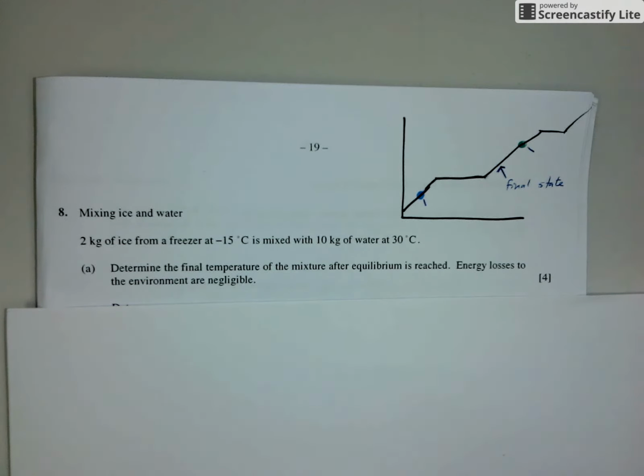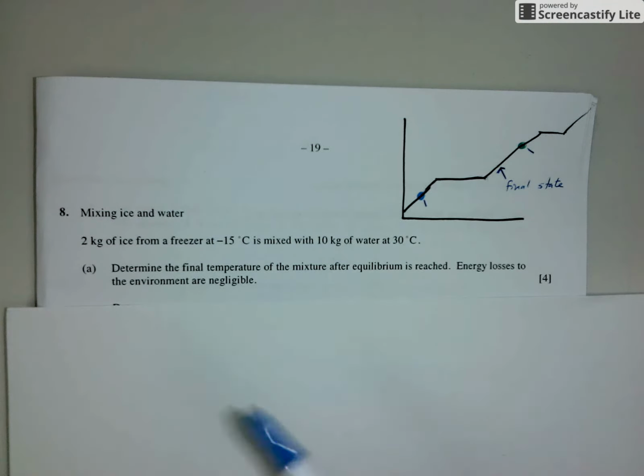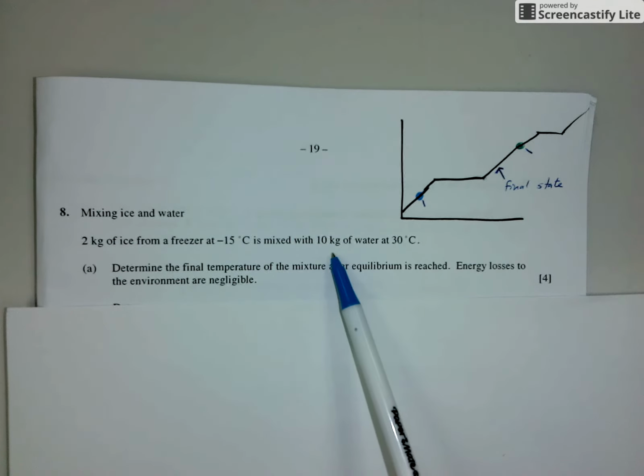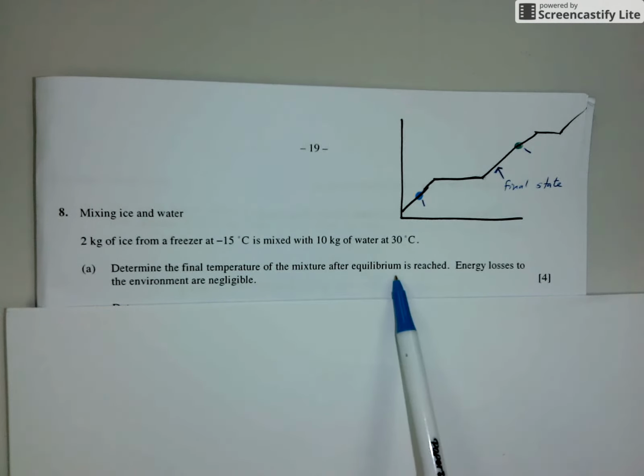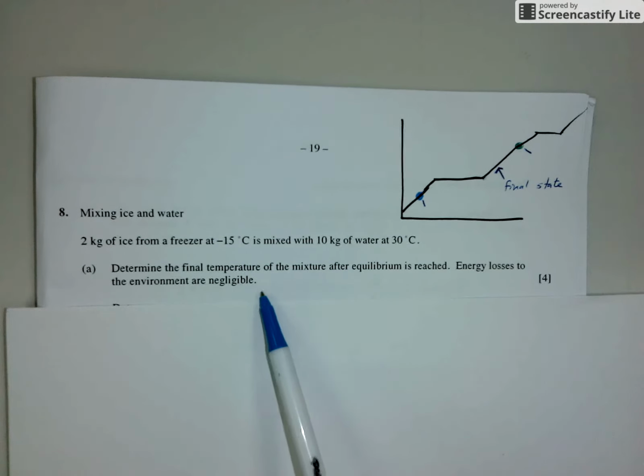This is question 8 of the 2018 higher level mock examination. It's a topic 3 question involving calorimetry, where 2 kilograms of ice from a freezer at negative 15 degrees Celsius is mixed with 10 kilograms of water at 30 degrees Celsius. You're asked to find the equilibrium temperature, assuming no losses of energy to the environment.